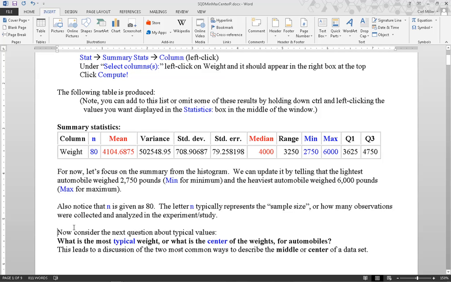Now consider the next question about typical values. What is the most typical weight, or what is the center of the weights for automobiles? This leads to a discussion of the two most common ways to describe the middle or the center.